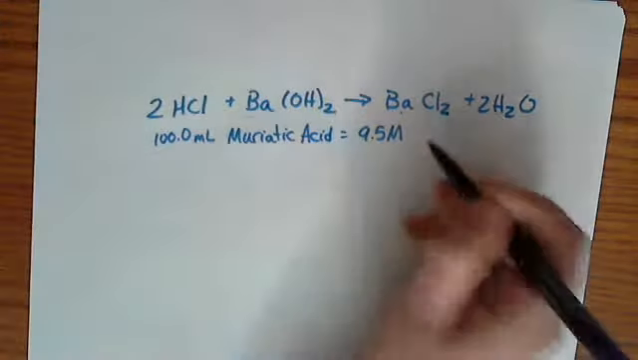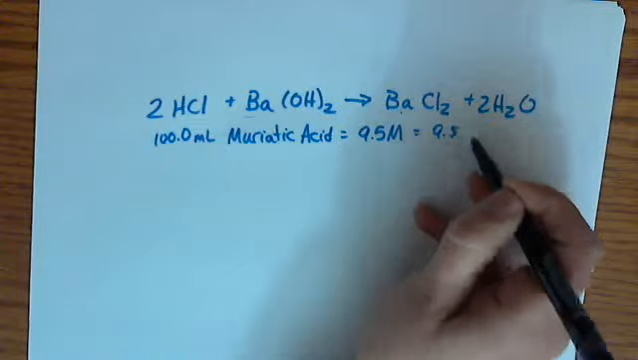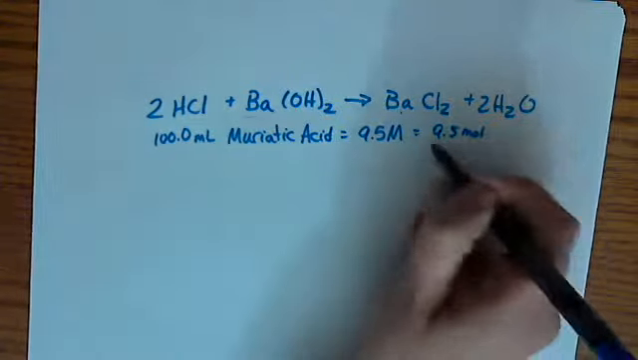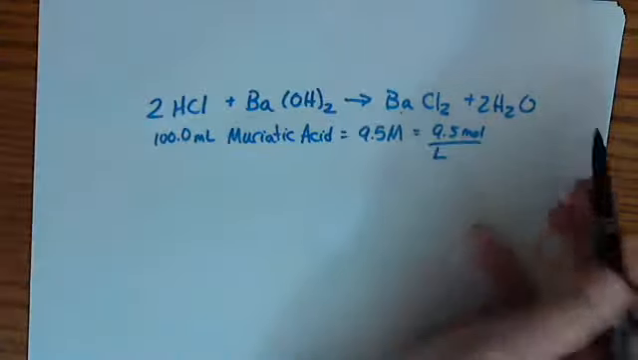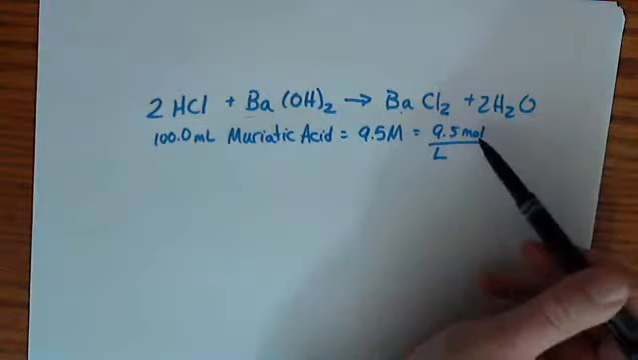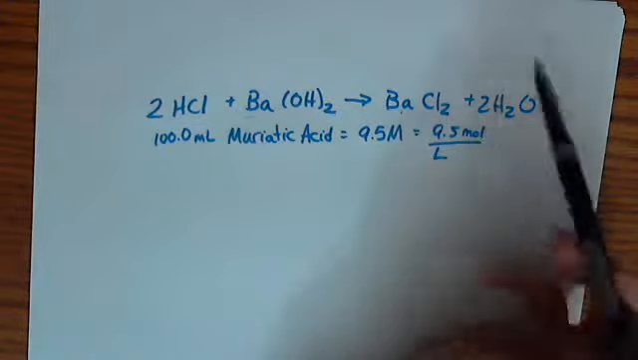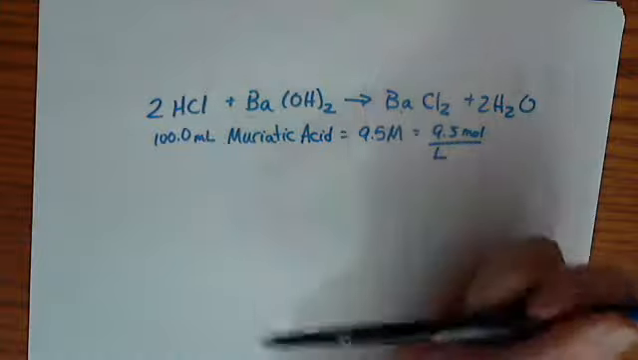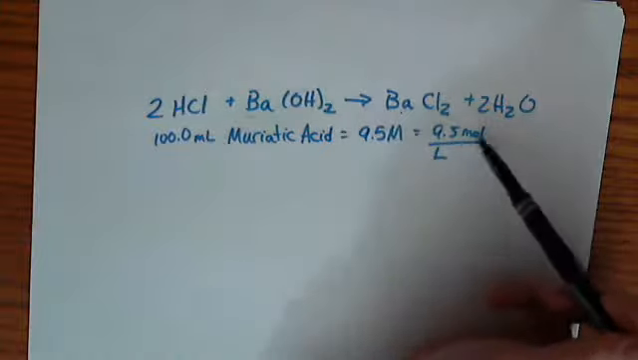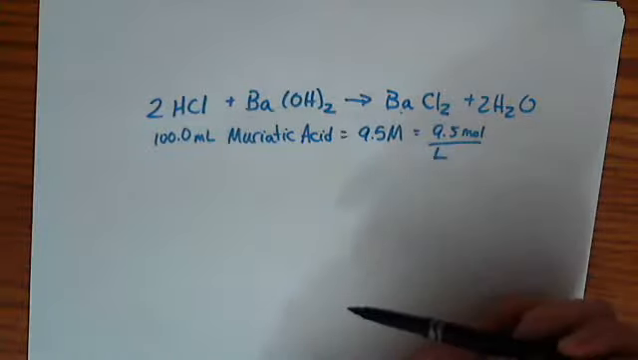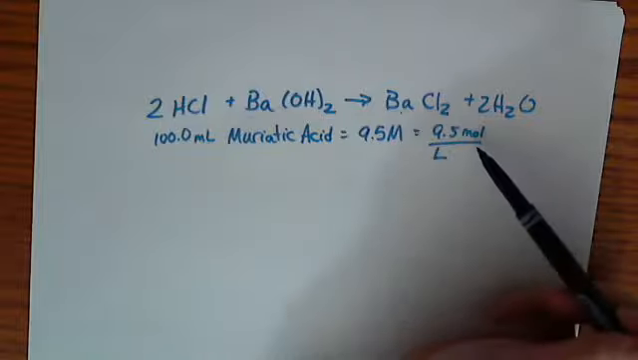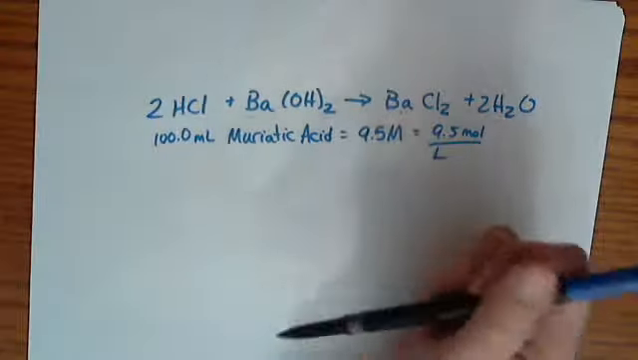So that means 9.5 moles per every liter. How am I going to figure out how many moles of HCl I actually have if there's 9.5 moles for every 1 liter? If you said I can multiply by the volume here, you're right.